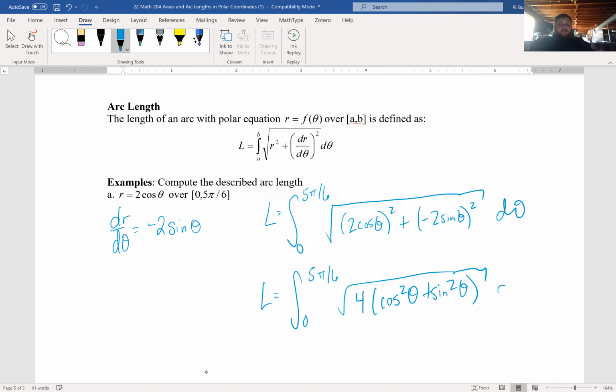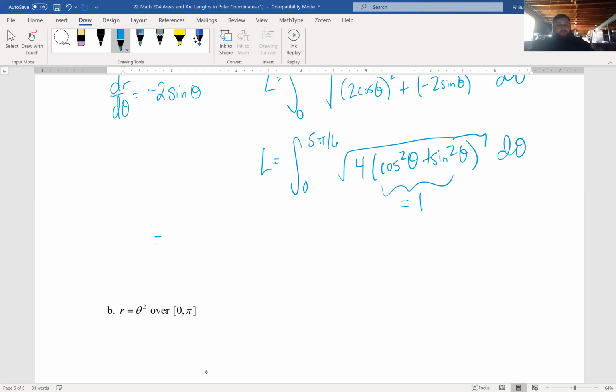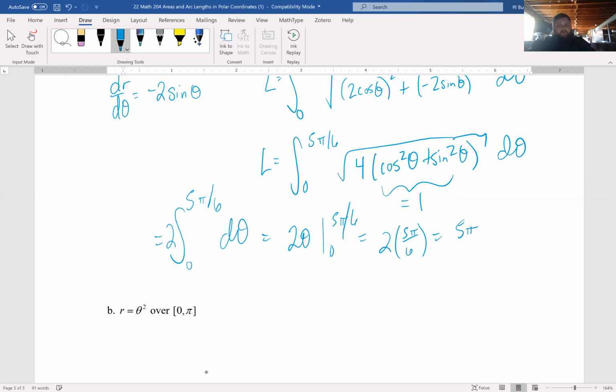And then I've got sine squared plus cosine squared, which we all love because it's just 1. Square root of 4 comes out as a 2. And we just have to integrate good old d theta. So this is 2 theta from 0 to 5 pi over 6, or 2 times 5 pi over 6, which is 5 pi over 3.